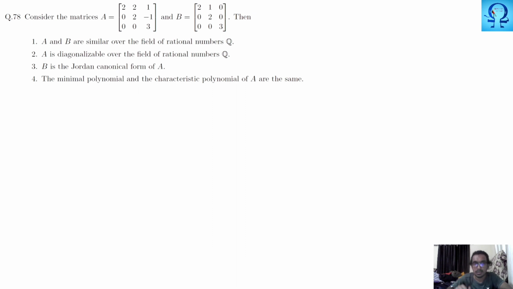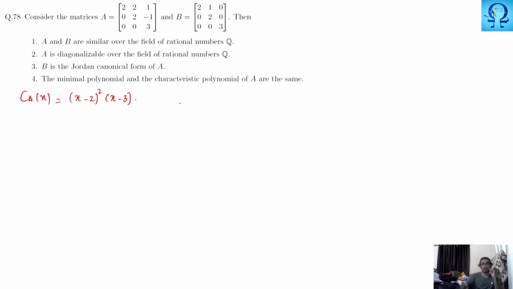B is the Jordan canonical form. So basically, we'll have to play with the matrix A. And in the fourth option, the minimal and the characteristic polynomial are the same. This is given. First of all, let us write down the characteristic polynomial of the matrix A. Since A is an upper triangular matrix, writing the characteristic polynomial is quite easy. Now we'll have to check the minimal polynomial.